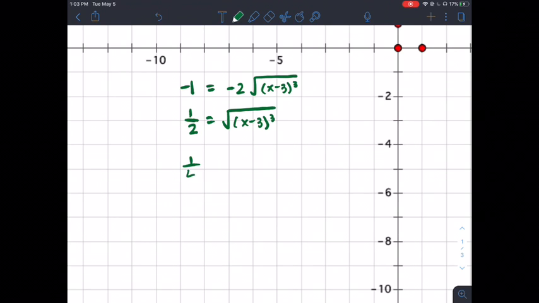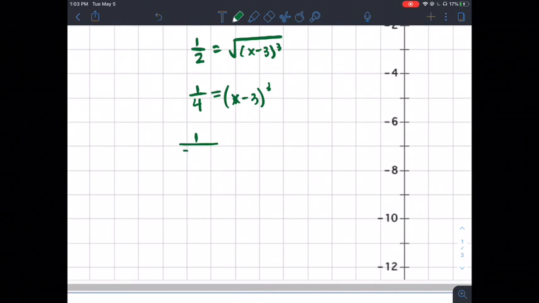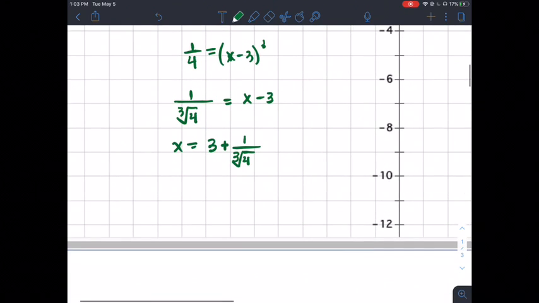So then 1/4 is equal to x minus 3 cubed. So I have 1 over the cube root of 4 equals x minus 3. So x equals 3 plus 1 over the cube root of 4, which, if I'm going to rationalize that, my goodness, is 3 plus the cube root of 16 over 4, which, you know what, we're going to approximate that.